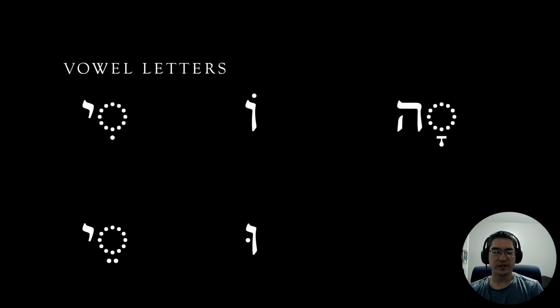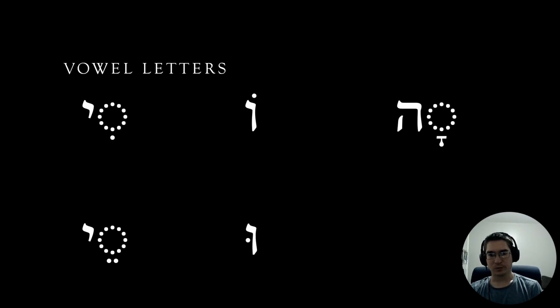Recall that the pointings in Hebrew are an addition to the consonantal text. The consonantal text can function on its own apart from these pointings. In those cases, vowel letters served as these helpful indicators so that the reader would know how to pronounce the word.